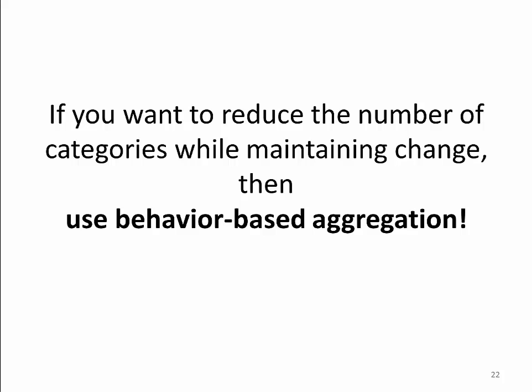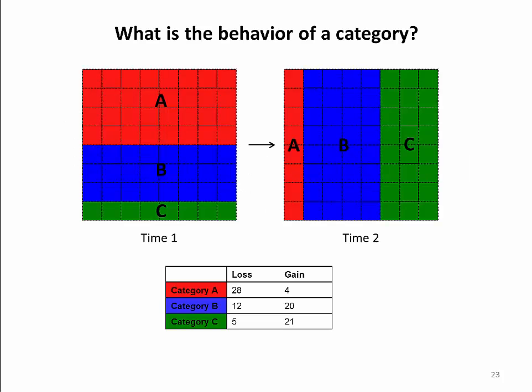Behavior-based aggregation is a method of aggregation that aims to reduce the number of categories while maintaining a substantial portion of the original amount of change. As its name says, this method of aggregation is based on each category's behavior. So, what is the behavior of a category? The behavior of a category concerns the category's loss, gain, and transition with other categories, as shown in the transition table.